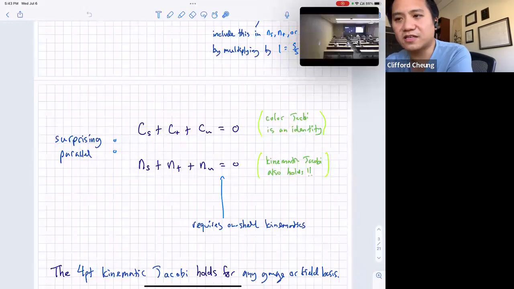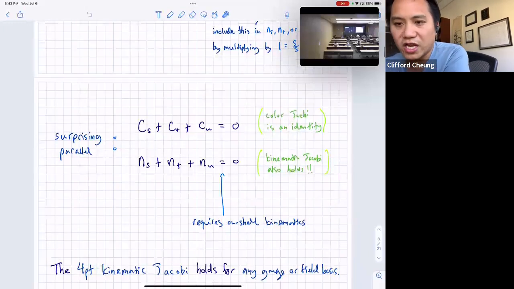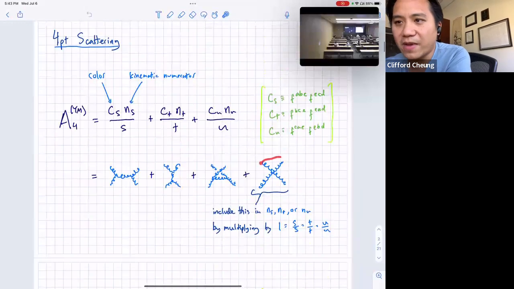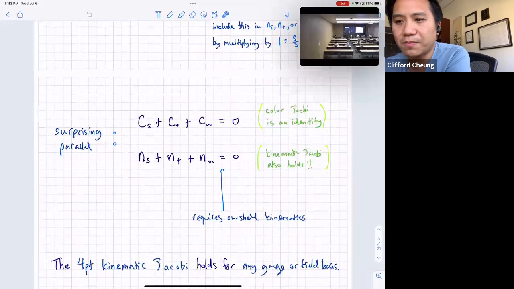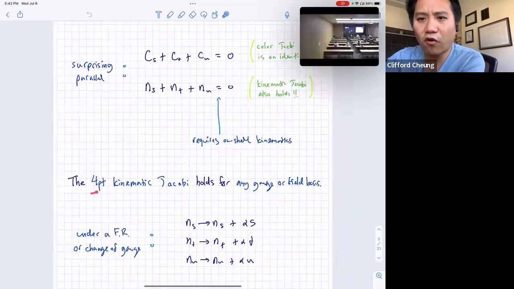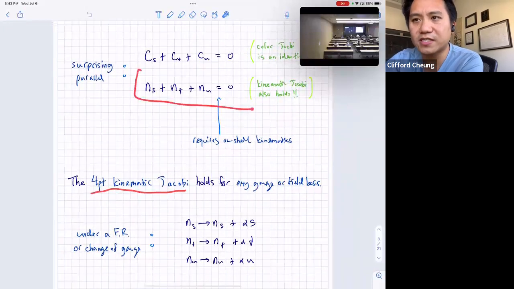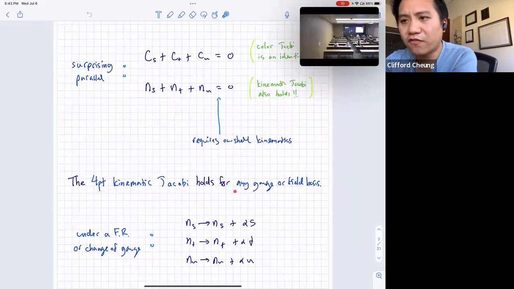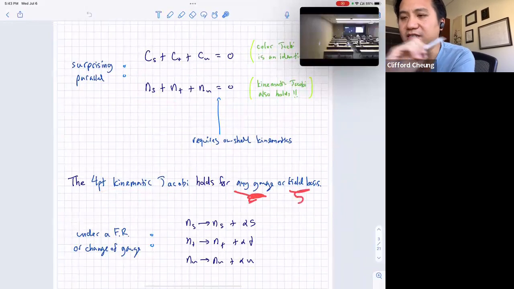This is not automatic. It shouldn't be obvious why this is true. And in fact, it crucially requires on-shell physics, but it is true. You can just check this yourself. And in fact, it doesn't matter how you arrange this term and distribute it, it will always be true. Let me unpack that last statement a little bit more. This 4-point kinematic Jacobi identity, which is this thing, holds for any gauge choice or field basis.